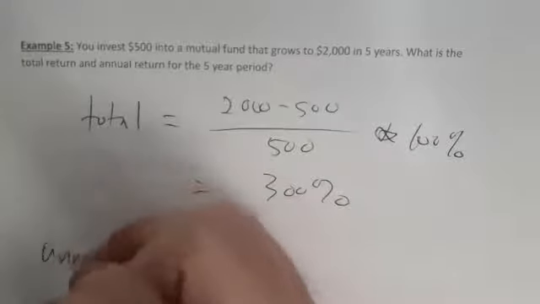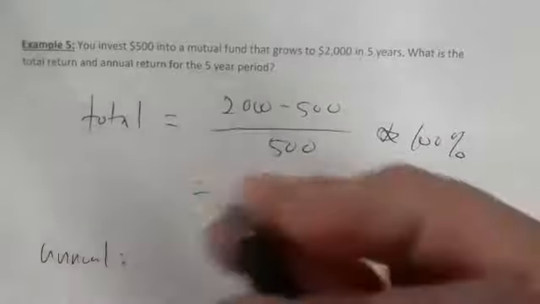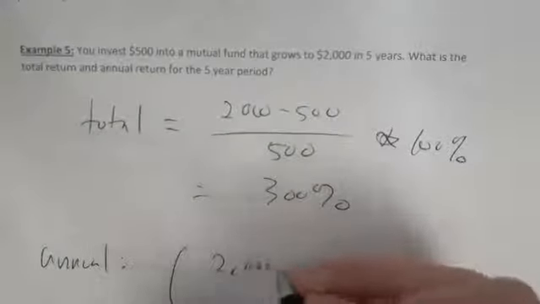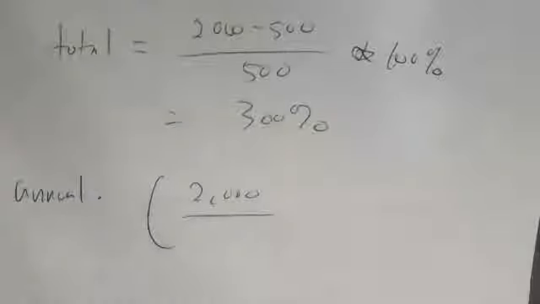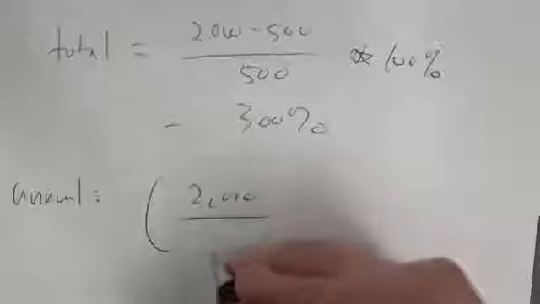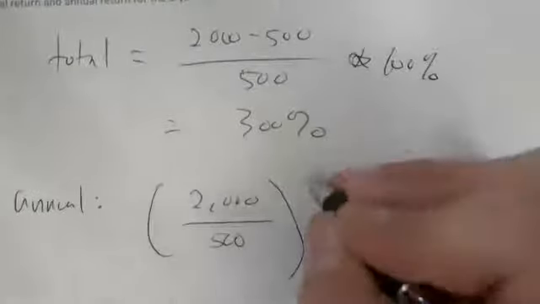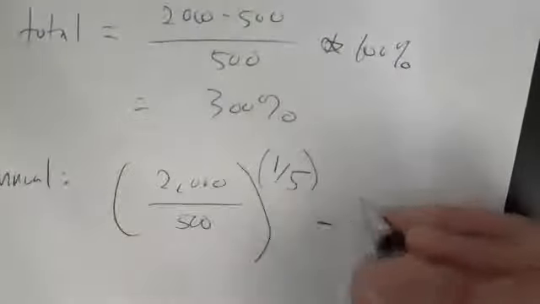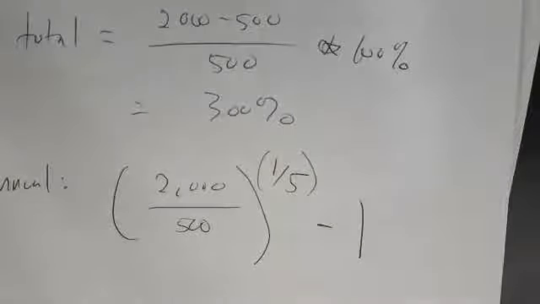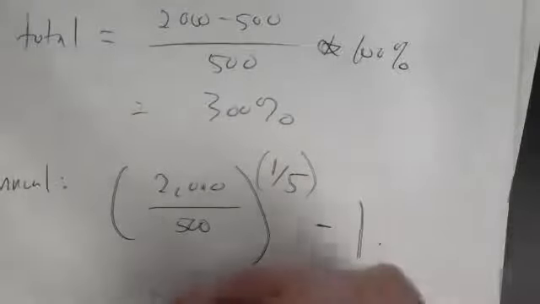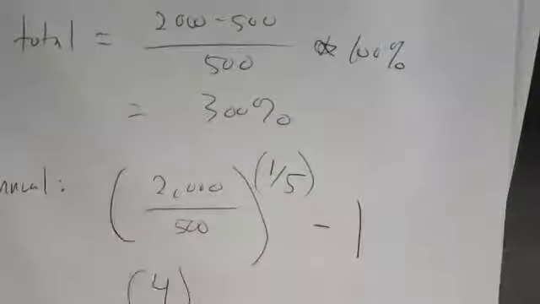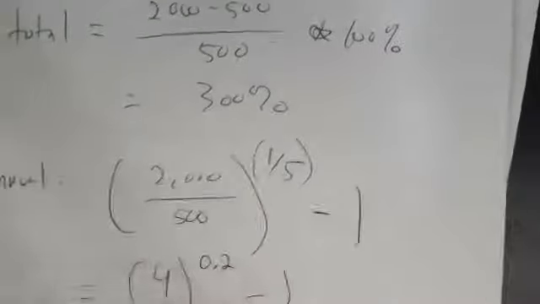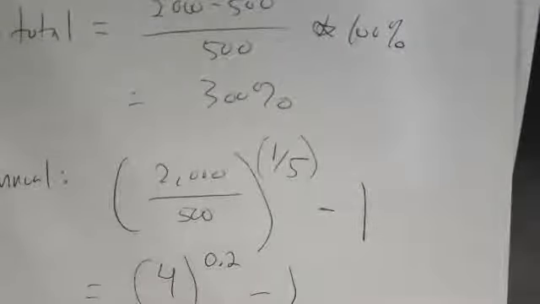The annual return. I want 2,000, my accumulated amount, over my principal, which is $500. I want to raise that to 1 over y, the number of years, which is 1/5. And then I want to subtract 1. So 2,000 divided by 500 gives me 4 to the 1/5. Even if you want to use a decimal, it might be easier to do a decimal power in your calculator, depending on what calculator you have. This is 4 to the 0.2.